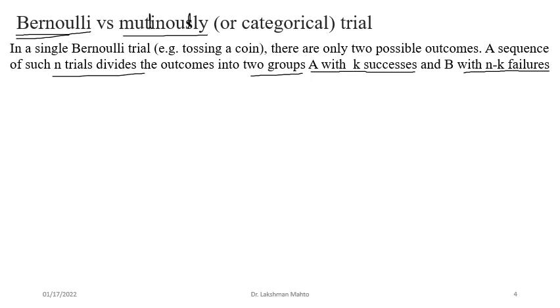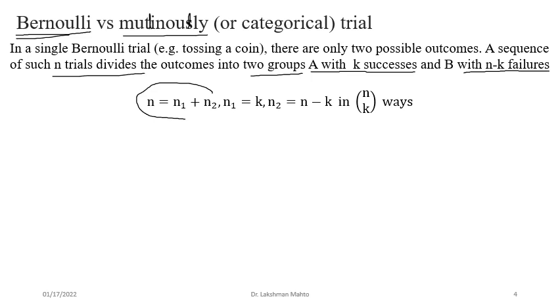So k successes are falling in group A, n minus k failures falling in group B. That is the situation in a Bernoulli trial. If you perform it n times, then in n trials there are two divisions, a single partition of n, n1 plus n2. n1 is k, that means success, and n2 is failure. So only one partition is possible for this n in that case.